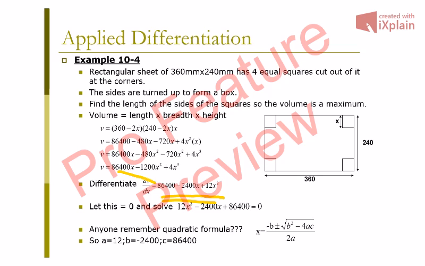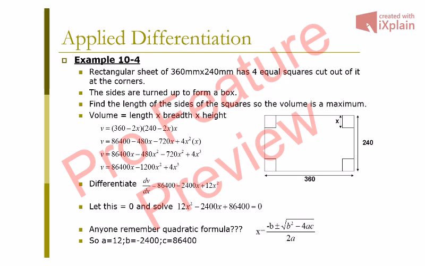We differentiate 86,400x, the x disappears. Minus 1200 times 2 is minus 2400x. Take away 1 from x squared, we get x. Here we bring the 3 down, multiply by 4, we get 12, and we subtract 1, 12x squared. Hopefully that makes sense.